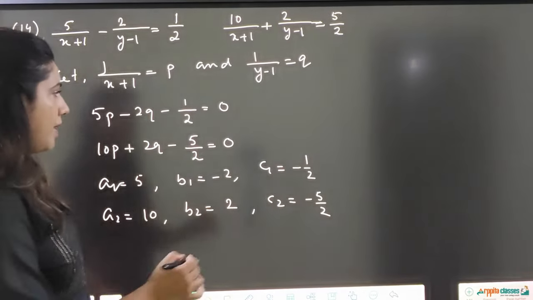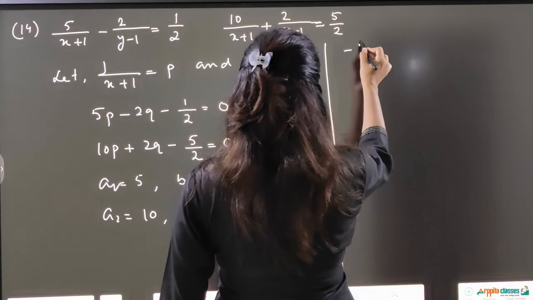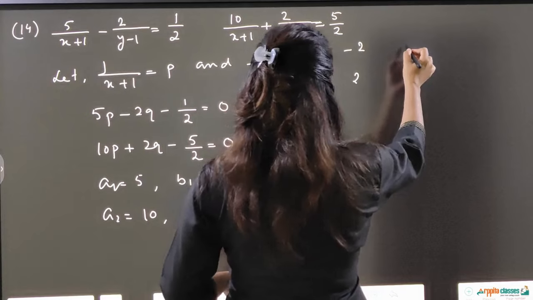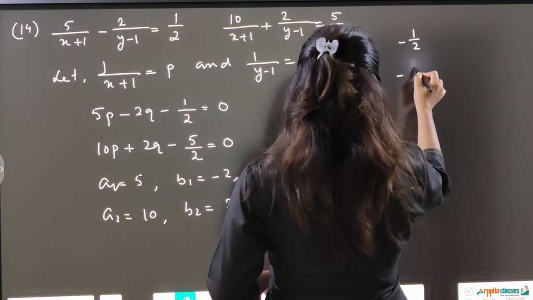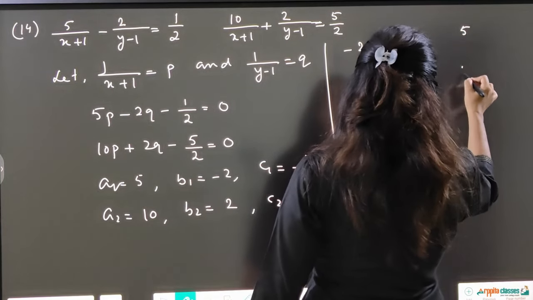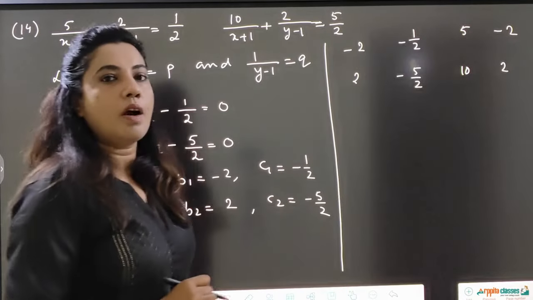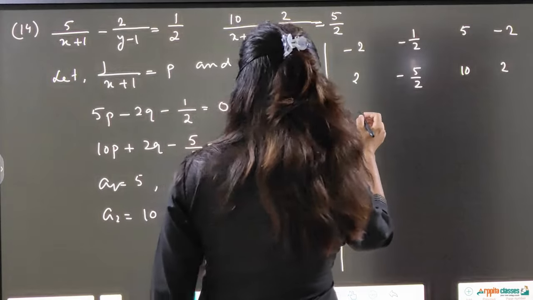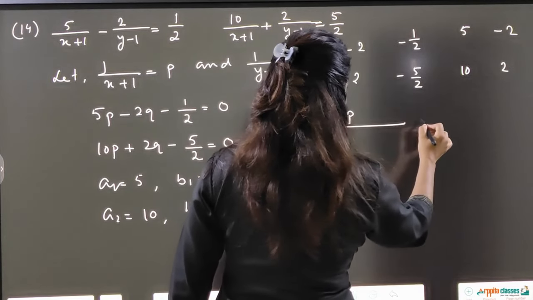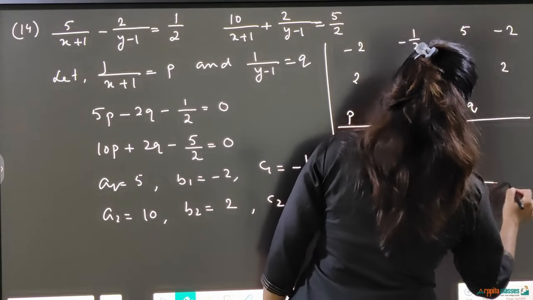So we'll start from b1, b2. I'll write it this side. b1, b2, that is minus 2, 2, then c1, c2, minus half, minus 5 by 2, then again a1, a2, that's 5, 10, and again b1, b2, minus 2, 2. Okay, now we'll write p upon something. So p upon, then q upon, and then 1 upon.